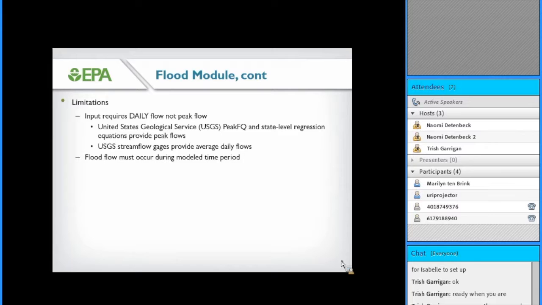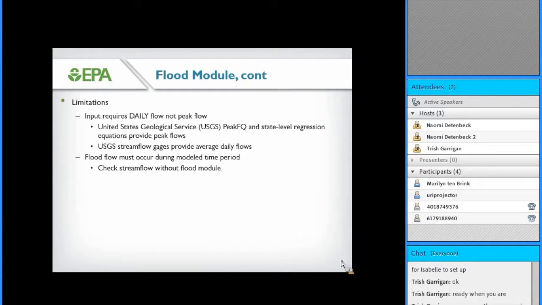The other consideration is that you need to have a flood flow in your modeling time period. So if you're doing a 5-year period that happens to be a dry period, you might not get a flood flow, and in that case, the flood module is not going to make a difference. You're going to get the same exact results with or without the flood module.